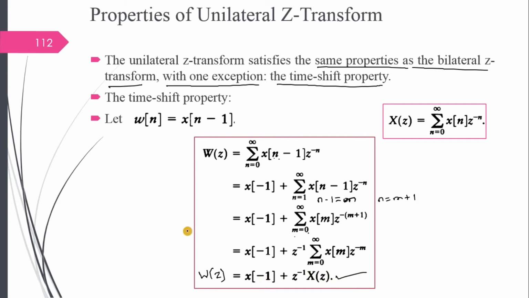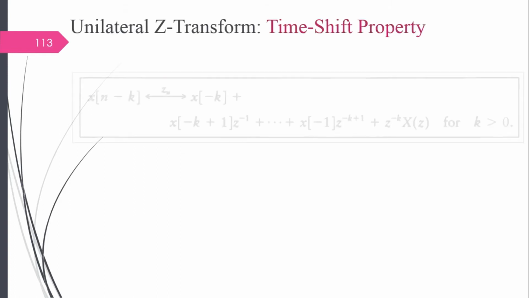You should be very careful when there is a time shift property, and definitely this is the only difference. We are prone to ask only this question to test whether you are able to identify the difference that is happening in unilateral Z transform compared with bilateral Z transform. Okay, so we shall take some examples to solve it.